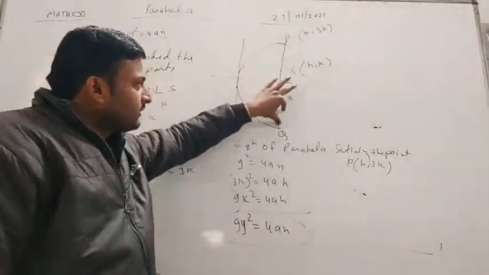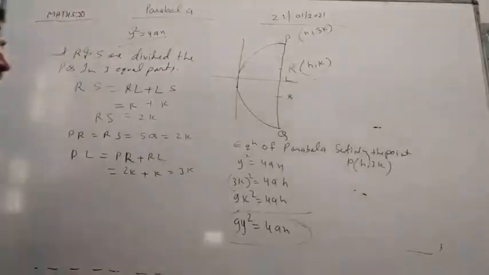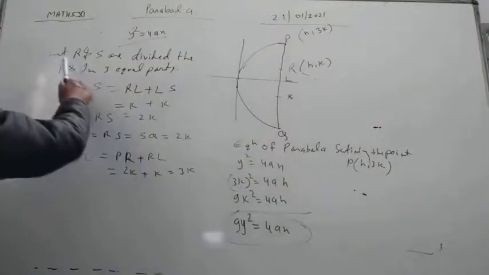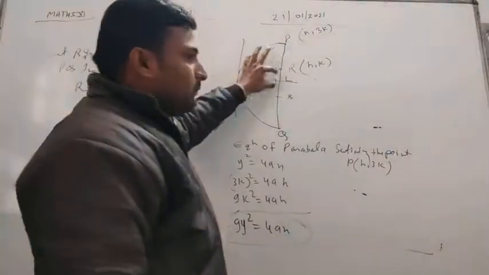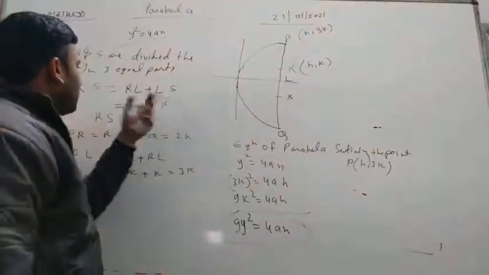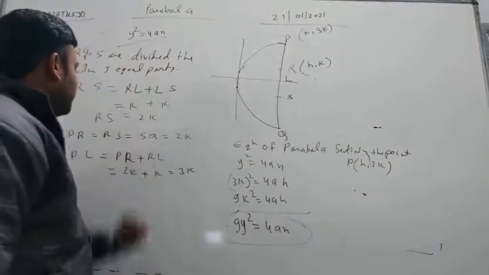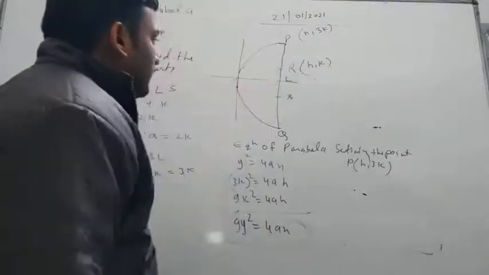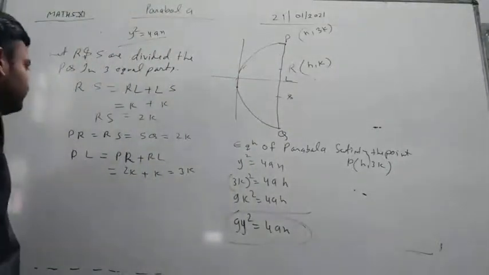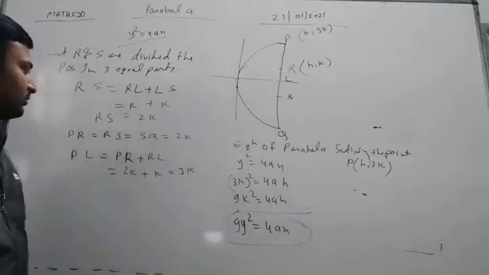So this distance is equal. Okay student, so our RS will be equal to RL plus LS. RL is K, LS is K, so this is 2K. Now PR is equal to RS is equal to SQ is 2K.